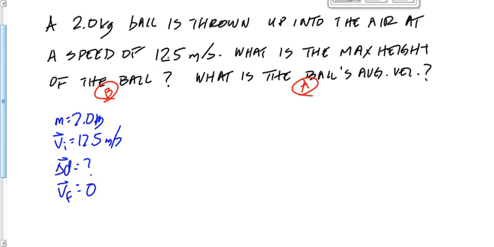So let's get delta D here now. What equation do you want to use from our list of group B equations? Because this is a group B problem, right? What equation do you want to use here?